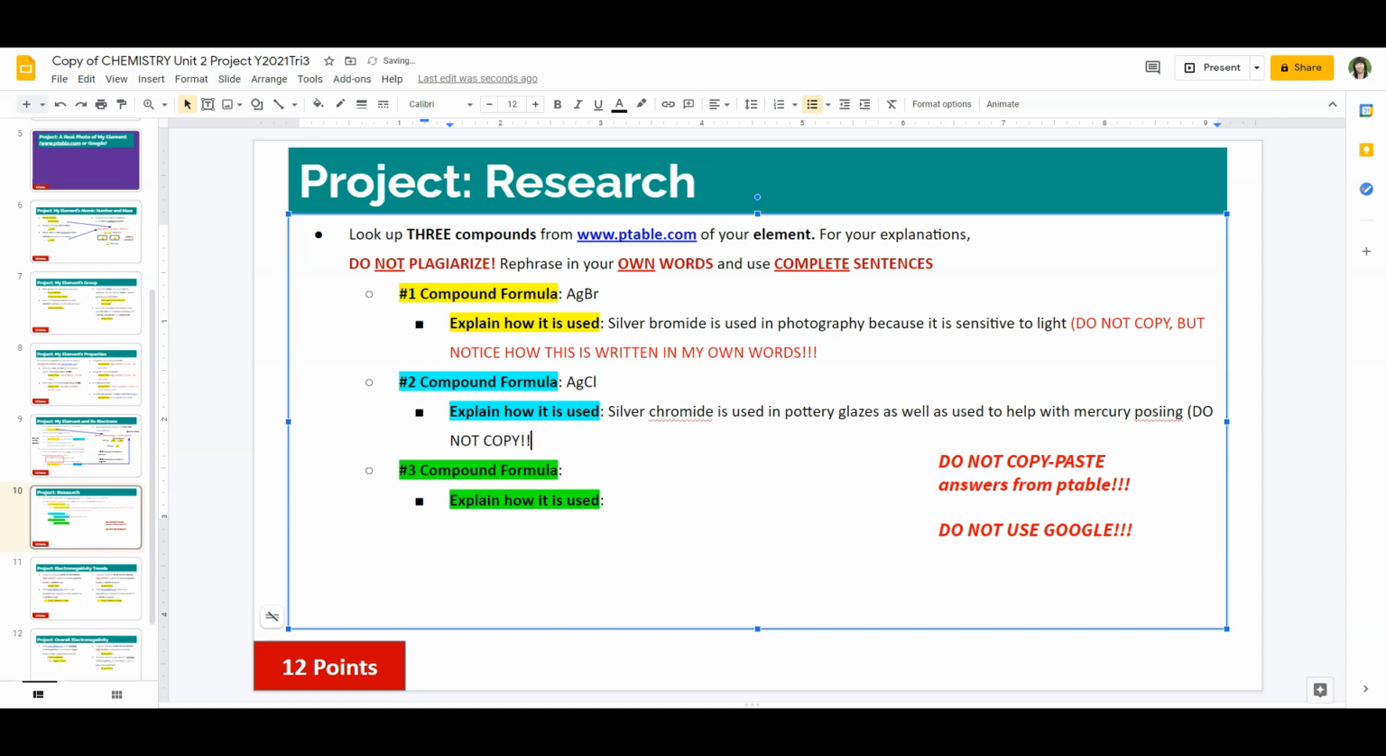So very simple. Again, just looking up some, sorry, this is not chromide, this is chloride. So just looking up interesting facts here.